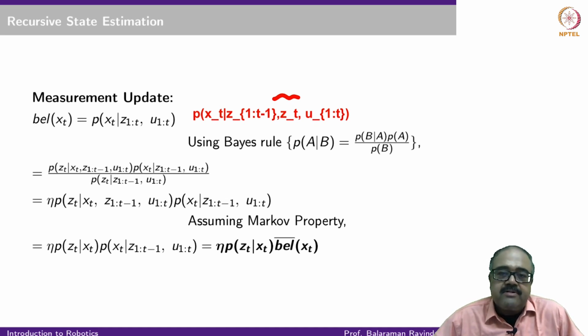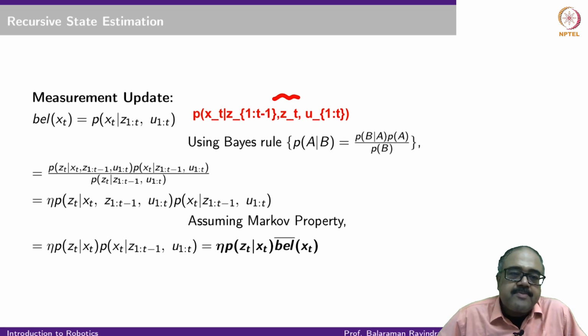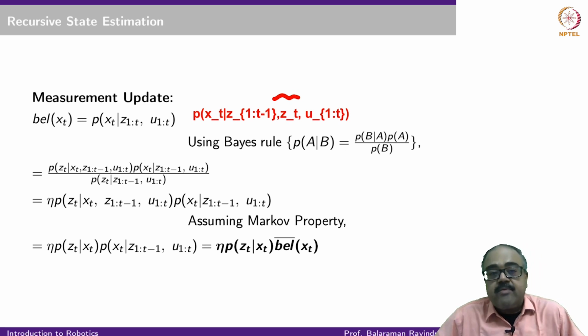So therefore I apply Bayes theorem and write it as probability of zt given xt, z1 to t minus 1, u1 to t, times probability of xt given z1 to t minus 1, u1 to t, divided by probability of b.